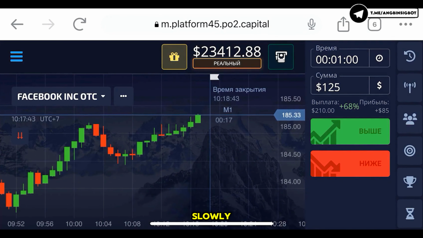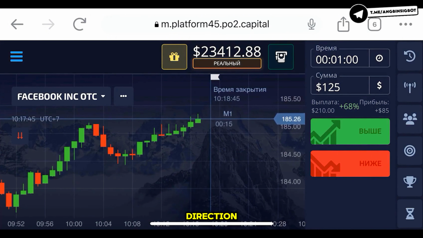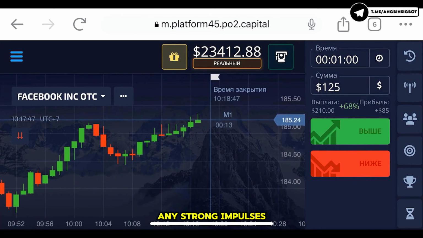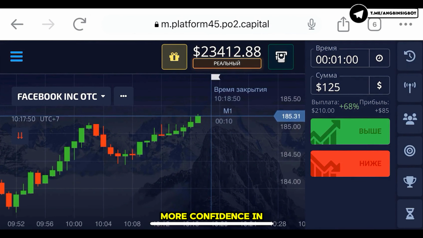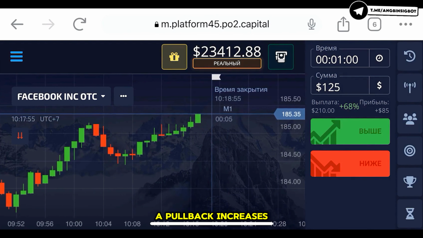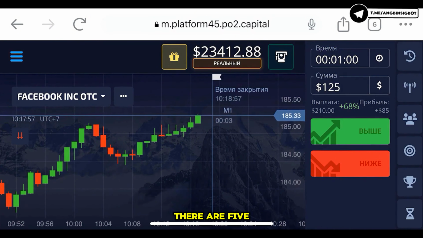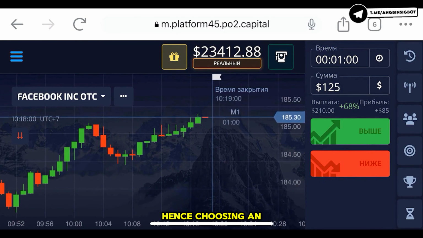Facebook's stock is slowly but steadily moving in its upward direction. I don't see any strong impulses, which naturally gives more confidence in the trade. After sharp jumps, the likelihood of a pullback increases. There are 5 green candles, hence choosing an upward trade.